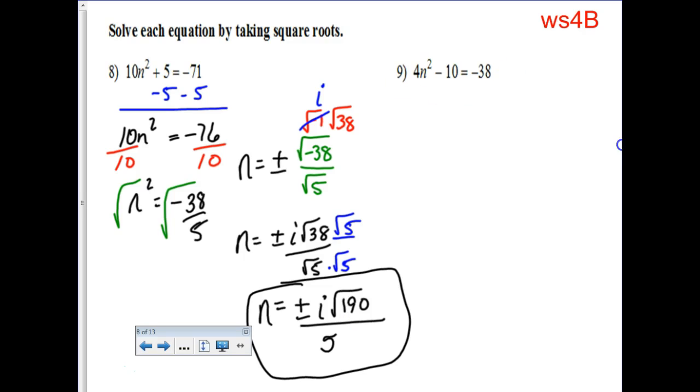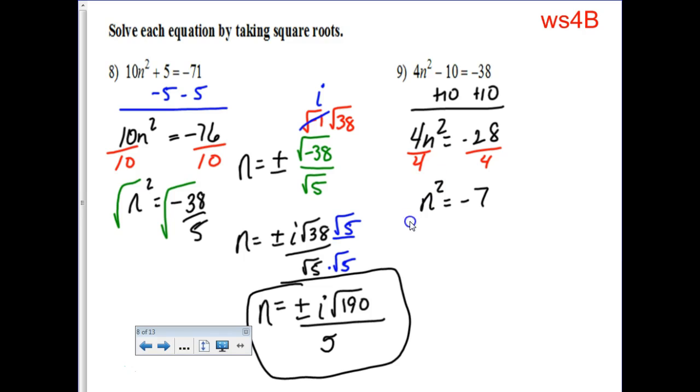We're going to add 10 to both sides. So 4n squared equals negative 28. Okay, at least this time we don't have a fraction. So n squared is negative 7. So square rooting both sides. Square rooting rules of equations still apply. Your answers are both positive and negative. But the square root of negative 7, while 7 does not break down, you do need to think of it as negative 1 times 7.